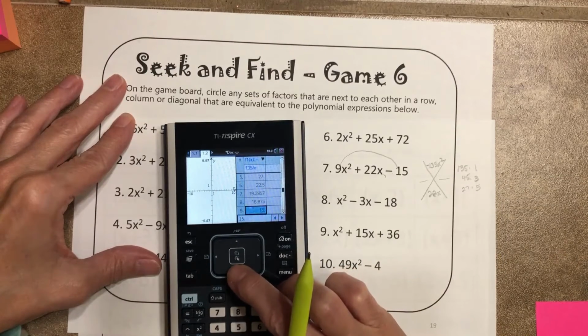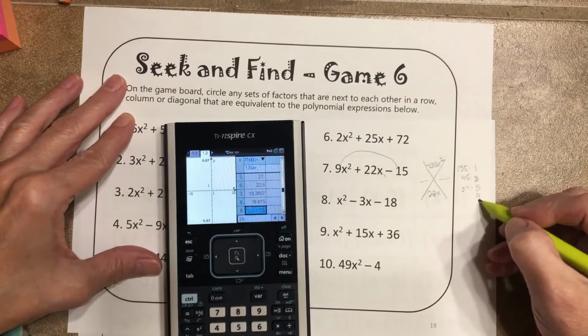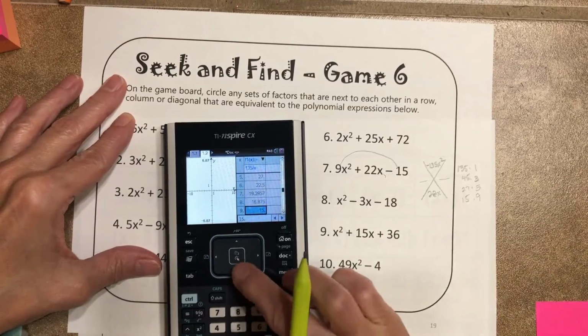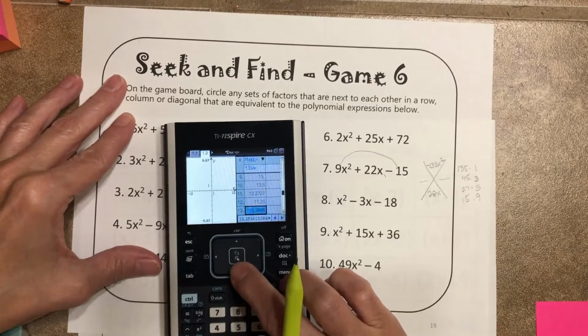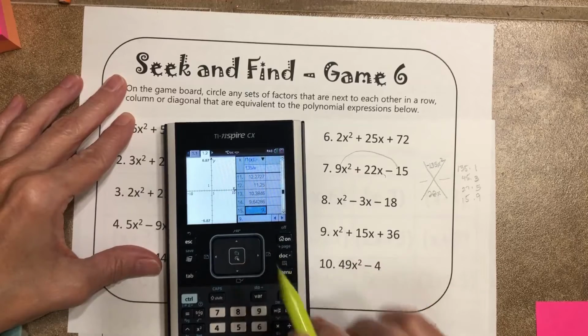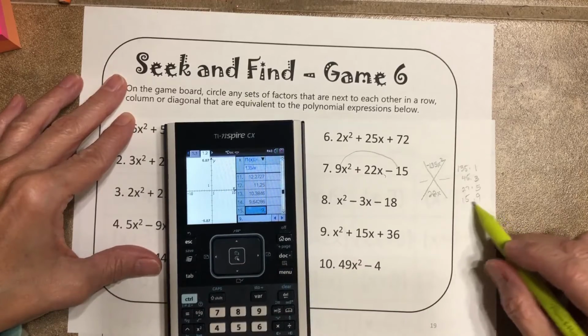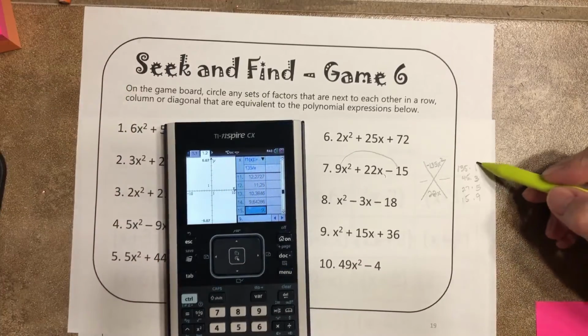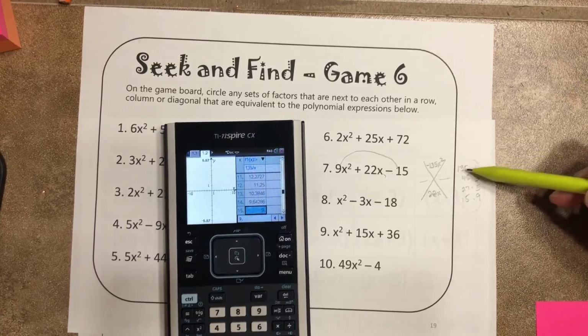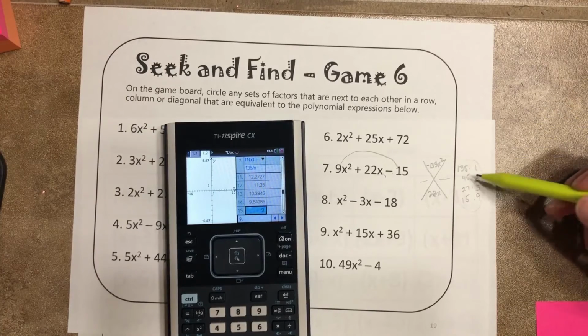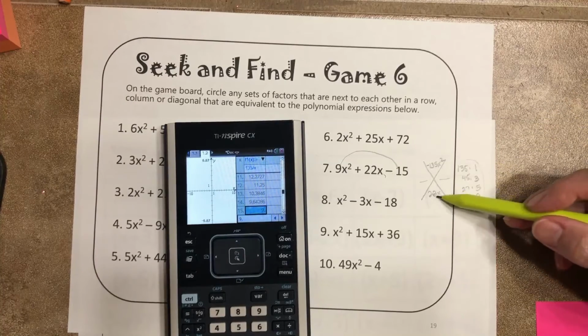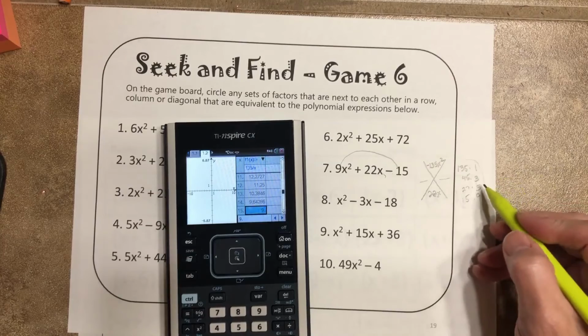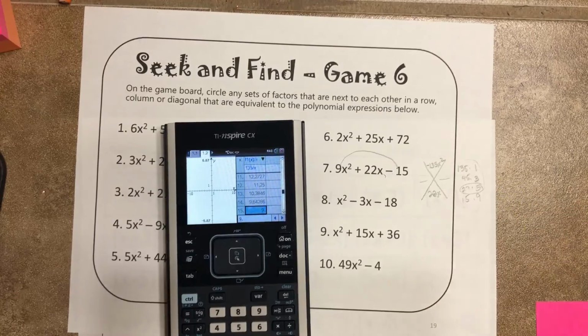And you just keep on going until you start repeating yourself. So I hit 15, and that is going to be a repeat. So I know here are all the factors of 135. So I want to know which set would subtract to give me 22. And we know it is the 27 and the 5.